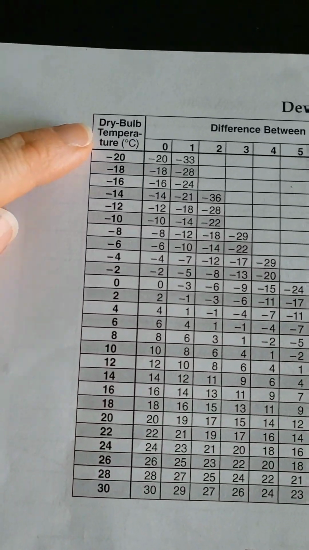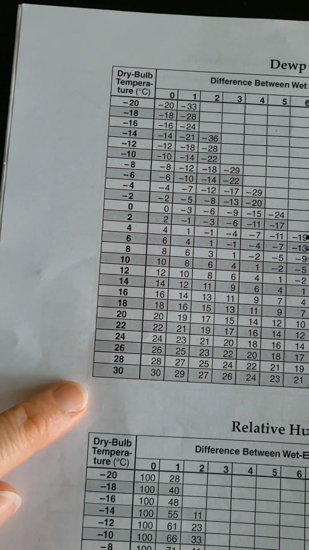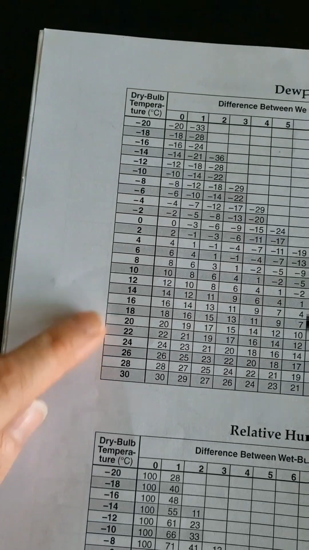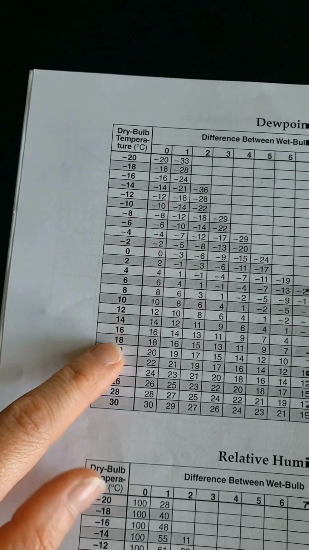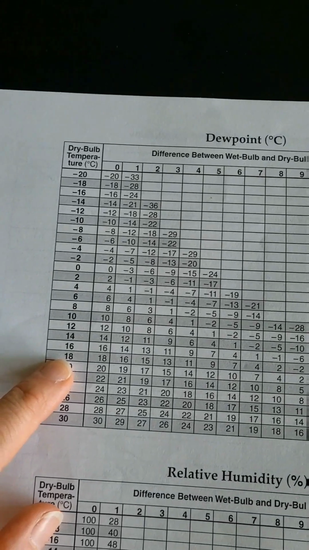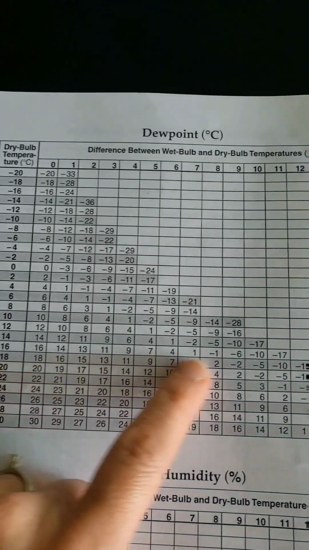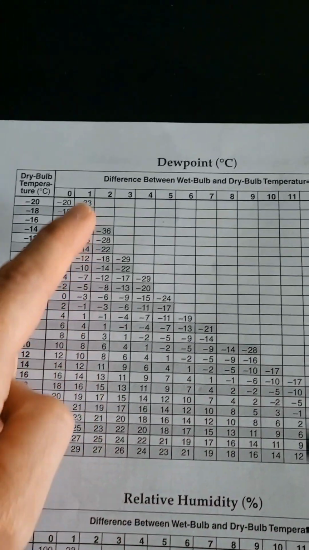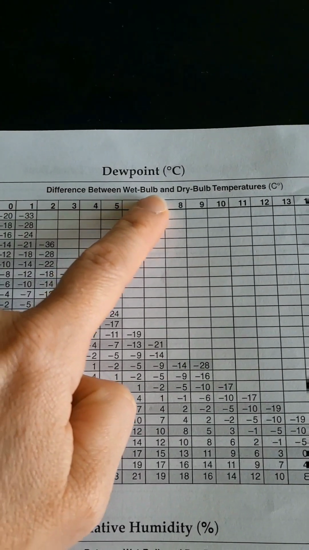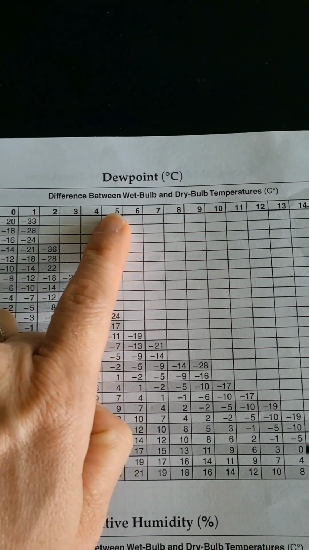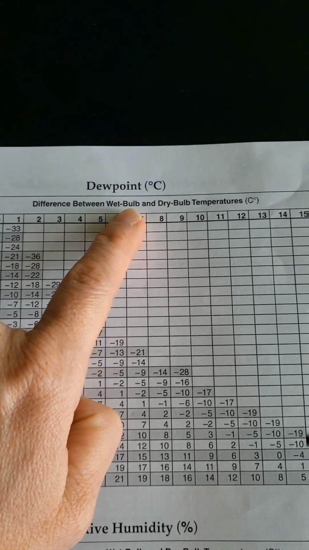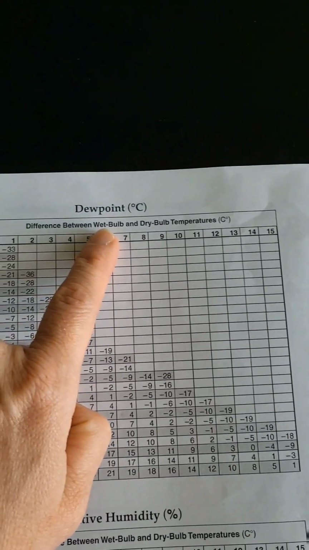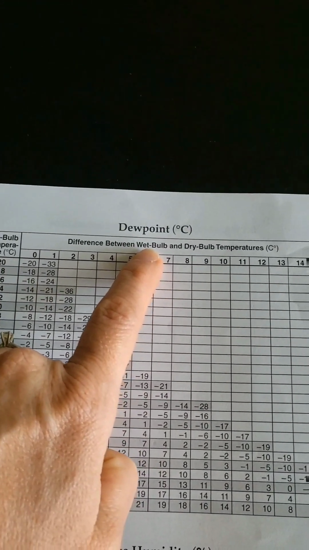We're going to look down the side of this chart for the dry temperature. So what did I say it was? 18 degrees. Okay, so the number that I need to find for the dew point temperature in this room is going to be somewhere along here. How far over do we go? Well, I need to find the difference between the wet bulb and the dry bulb. This is called the wet bulb depression. How much lower was the wet bulb? How much evaporation was actually able to occur in the conditions we currently have in this room?